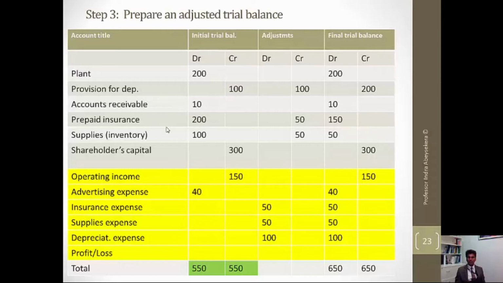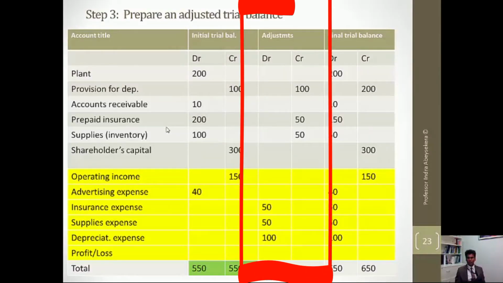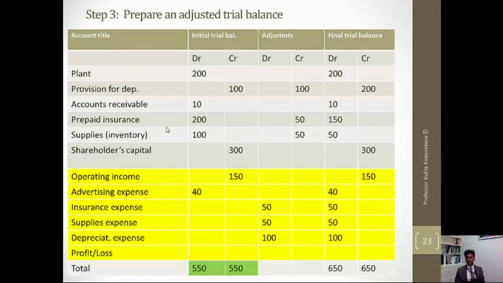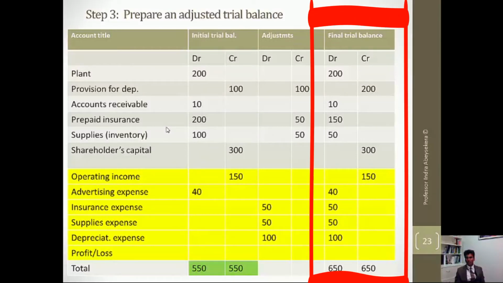Once they are recorded, they are included in the adjustment column. If this is a spreadsheet, we have the initial trial balance, debit and credit. The next two columns will have the adjustments, debits and credits. And the last two columns are the final trial balance. Prepare an adjusted trial balance.